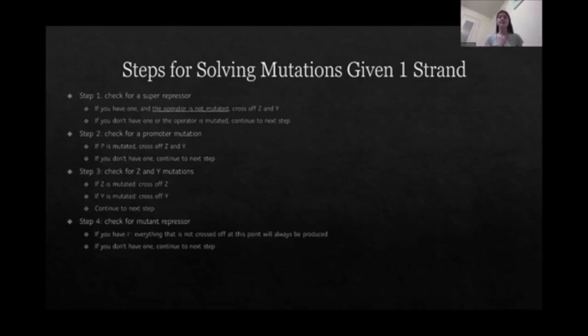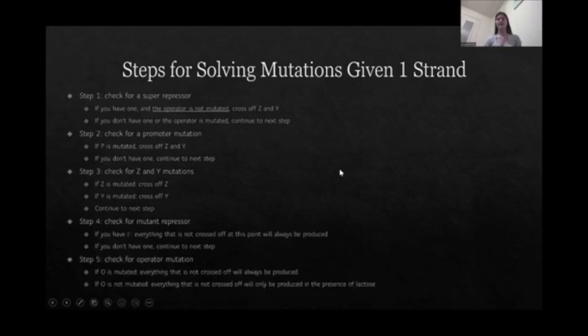Step 4, we're going to look for a mutant repressor. We're looking for I minus. If you have I minus, at this point, anything that's not crossed off will always be produced, because this means that we're never able to repress transcription. So anything that we can make, we will make. And if we have I plus instead, we would go on to step 5.